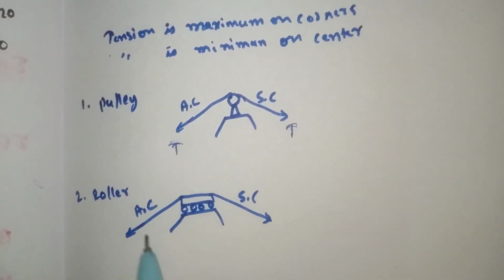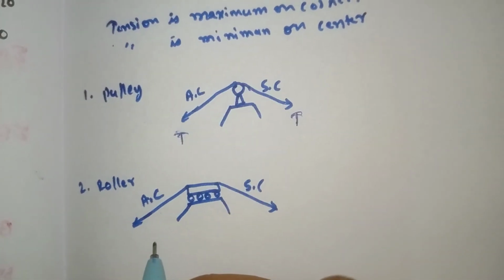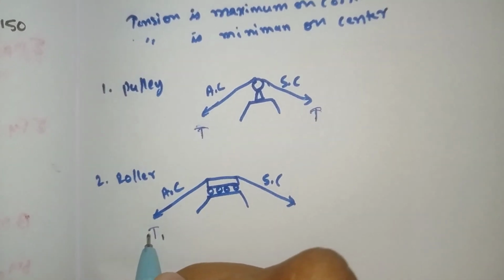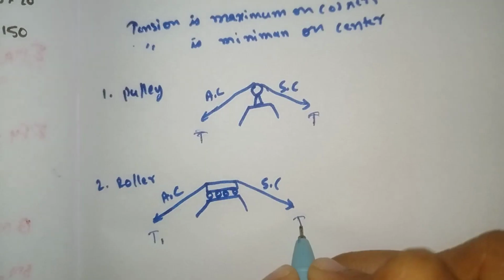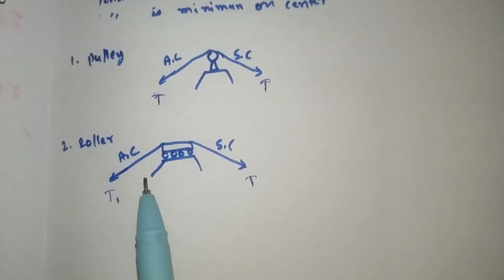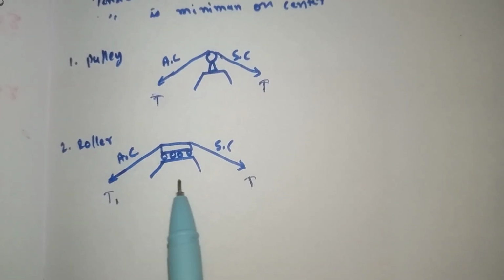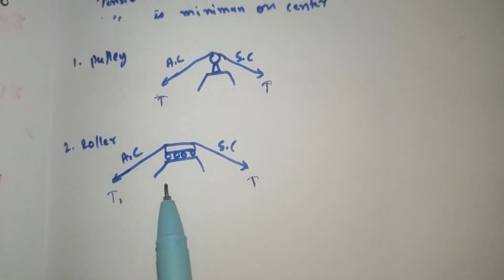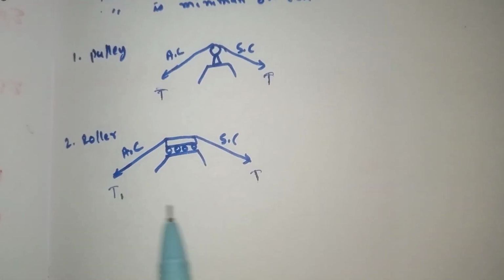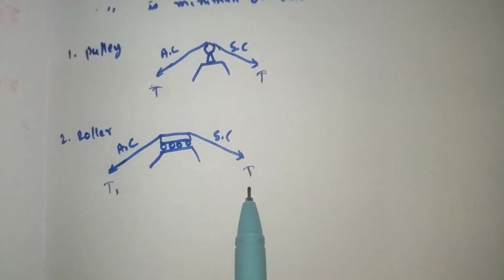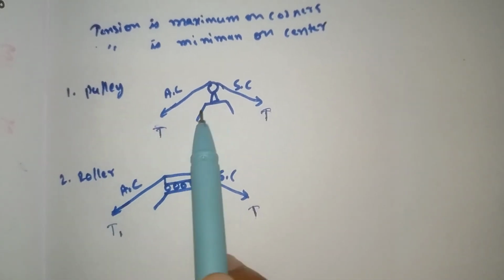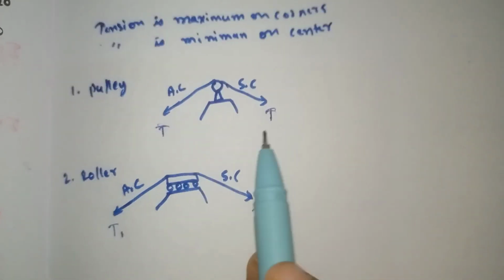In case of roller support, the generation of tension will be different. Here we call it T1 tension, and here we call it T. Because of the roller movement, as the cable moves, the tension on both sides will be different. The tension will not be the same here. Here call it T1, here T. When it comes to pulley support, the tension on both sides will be the same.